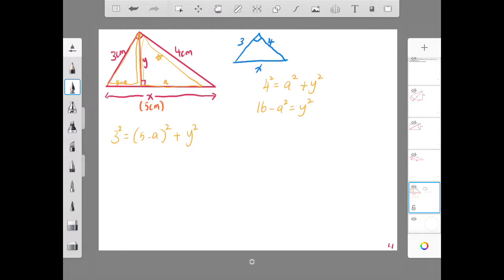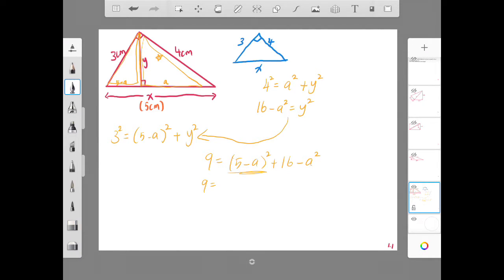Okay, so I'm going to substitute this part into here. So I'll be getting 9 equals to 5 minus a square plus 16 minus a square. Alright, so I'm going to open up this bracket. Still remember how to do it? It will be the special algebraic identity.